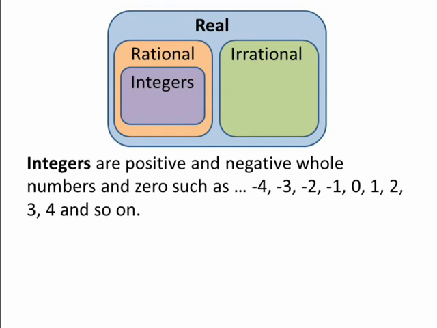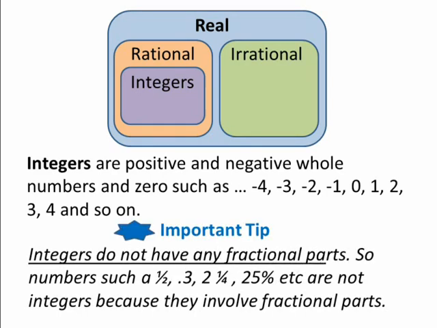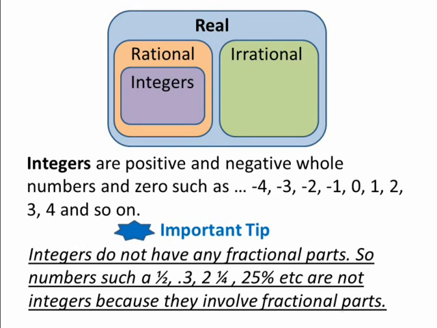Integers are positive and negative whole numbers and zero, such as -4, -3, -2, -1, 0, 1, 2, 3, 4, and so on. Integers do not have any fractional parts, so numbers such as 1/2, 0.3, 2 1/4, and 25%, etc. are not integers because they involve fractional parts.